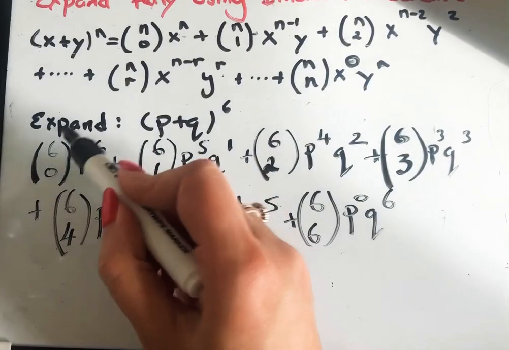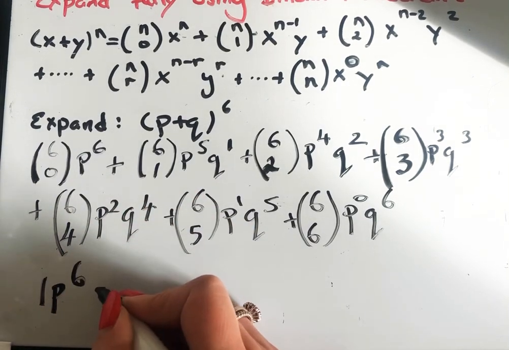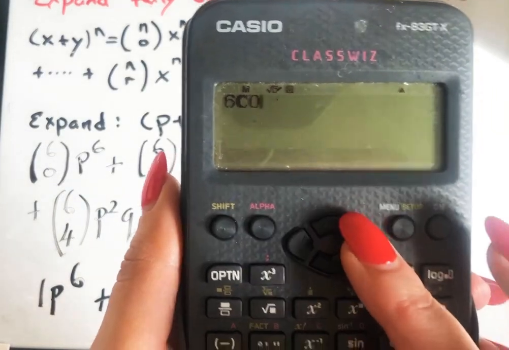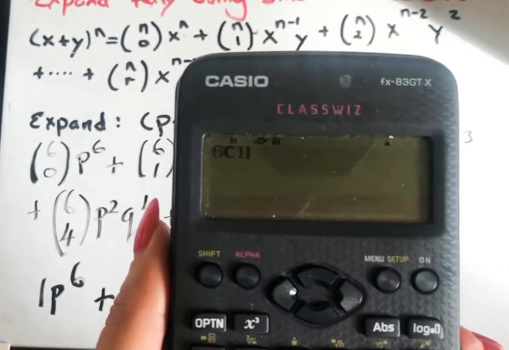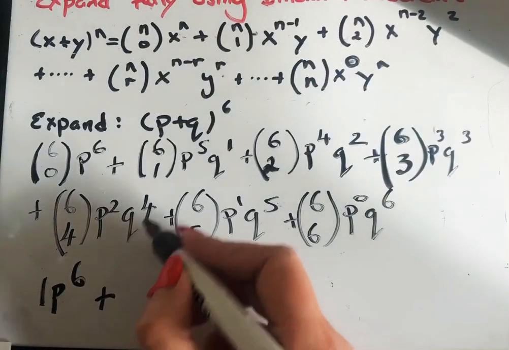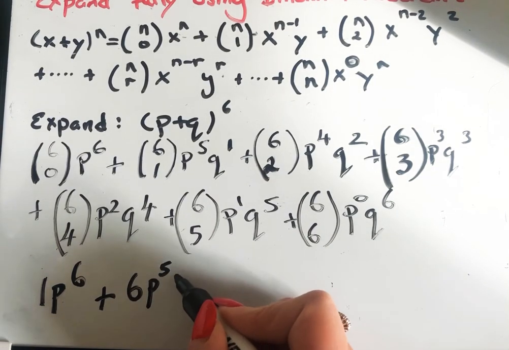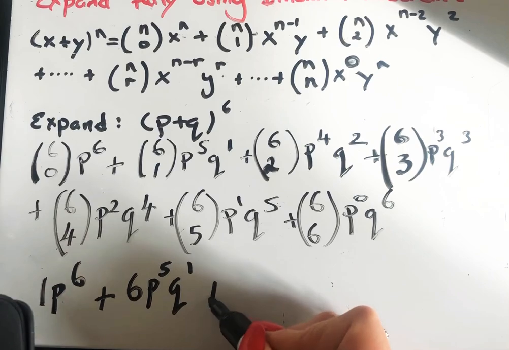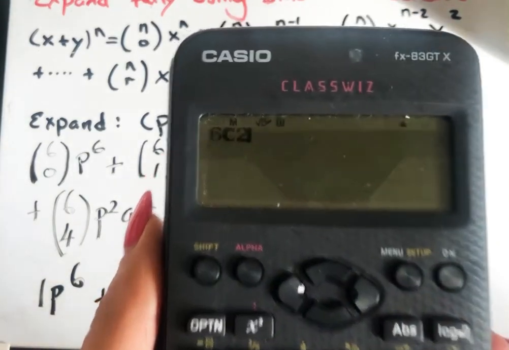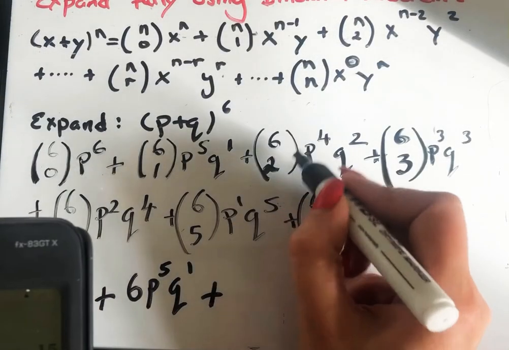So we replace this 6 choose 0 with 1 P to the 6. Plus, next of all, we're going to do our delete button, and we're going to delete the 0 and put in a 1 instead. So 6 choose 1, and we get 6. So we get rid of this and put down a 6, P to the 5, Q to the 1. Plus, again, we're going to delete the 1 and put in a 2. So can you see that? And then we get 15. So we're going to get rid of this and put in a 15.